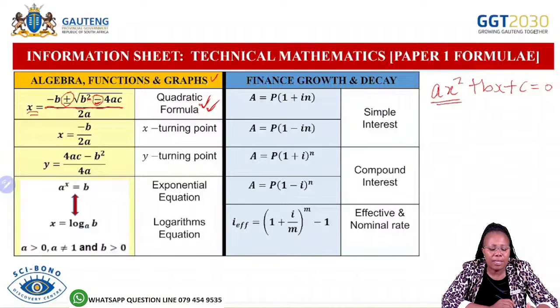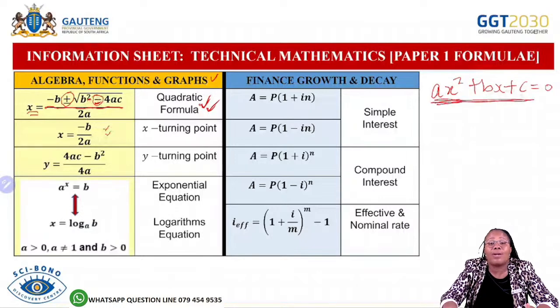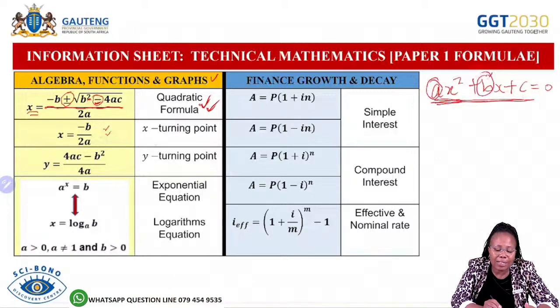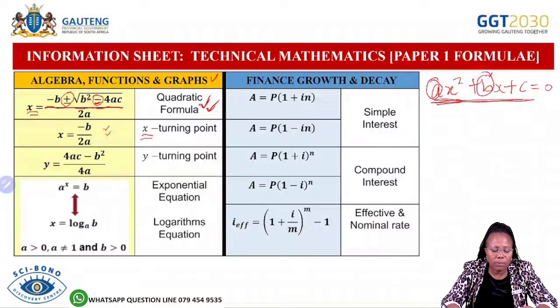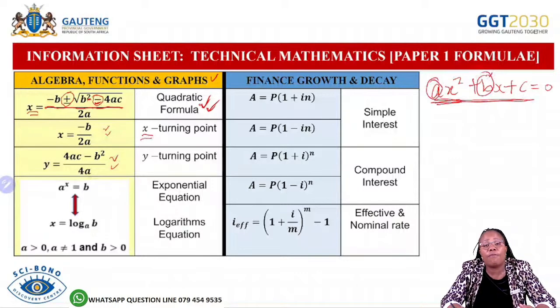All right. The next formula on your formula sheet is x equals minus b over 2a. This one also relies on your quadratic equation, as you can see that it needs the value of b and the value of a from your quadratic equation. When do we use this formula? When we are calculating the x turning point of a parabola or a quadratic function. Then followed by the equation y equals 4ac minus b squared over 4a.